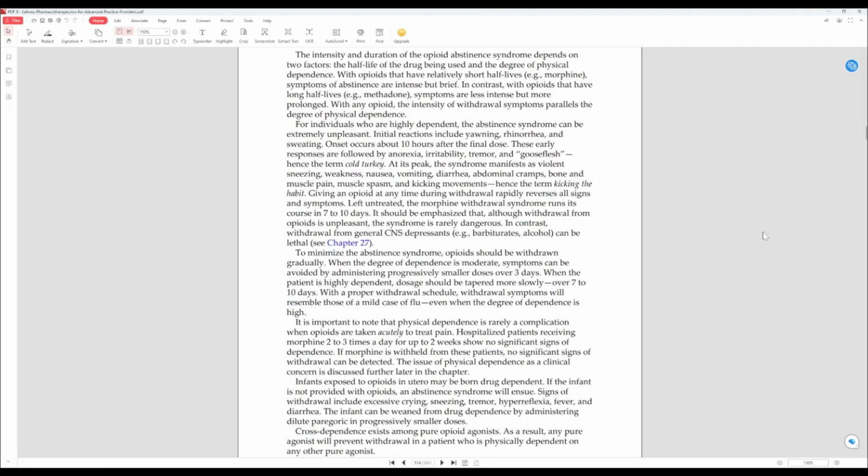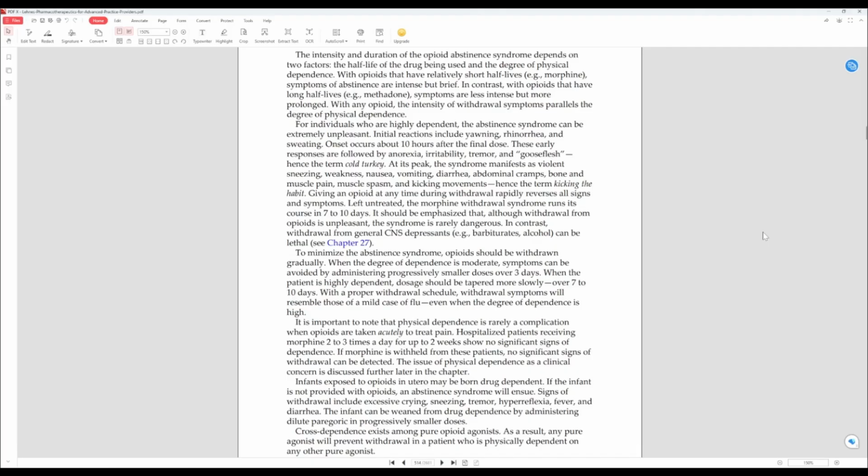Initial reactions include yawning, rhinorrhea, and sweating. Onset occurs about 10 hours after the final dose. These early responses are followed by anorexia, irritability, tremor, and gooseflesh, hence the term cold turkey. At its peak, the syndrome manifests as violent sneezing, weakness, nausea, vomiting, diarrhea, abdominal cramps, bone and muscle pain, muscle spasms, and kicking movements. Hence the term kicking the habit. Giving opioid at any time during withdrawal rapidly reverses all signs and symptoms. When left untreated, the morphine withdrawal syndrome runs its course in 7 to 10 days.